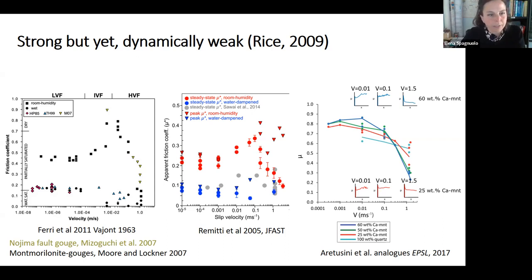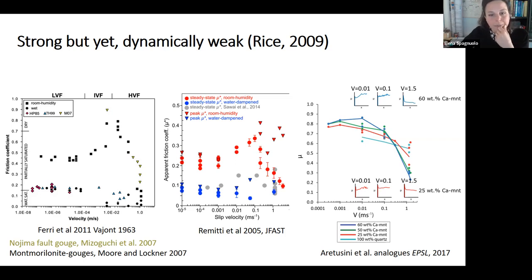Here you have the velocity, the friction coefficient, room humidity and wet experiments. For example, take this figure here: you can see that these room humidity clays can be quite strong. They become even stronger, 0.8 at a velocity of centimeter per second, and then they become dynamically weak when the velocity is at 1 meter per second.